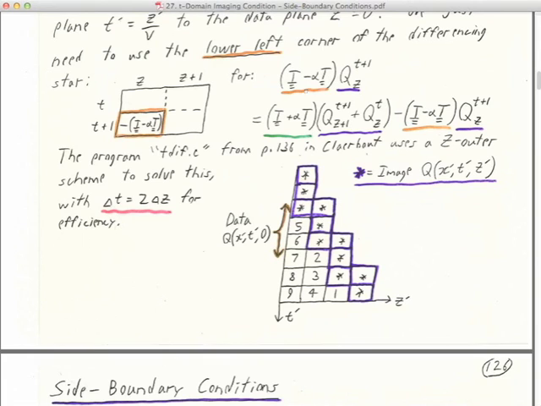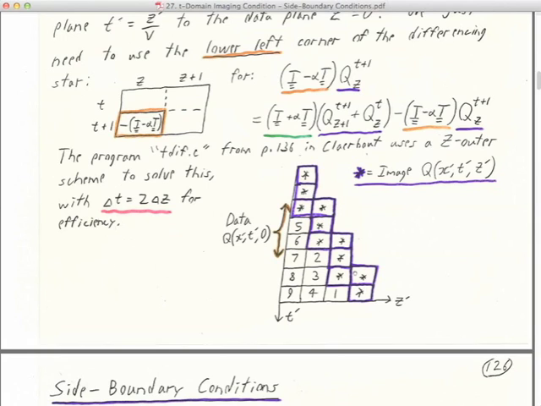Our tridiagonal system is the tridiagonal matrix I minus alpha T. And we're solving for Q at T plus 1 and Z. That's the lower left one. And that is equal to this data vector of the three that we know. Q at T plus 1 and Z plus 1 is a known. Q at T and Z is a known. Q at T plus 1 and Z is a known. All right.